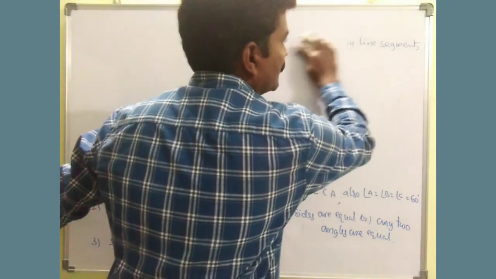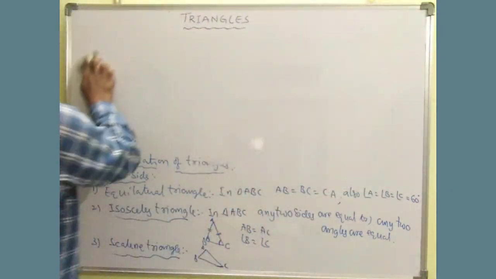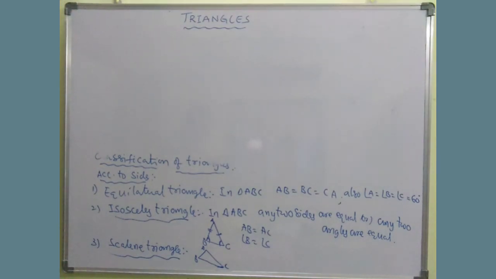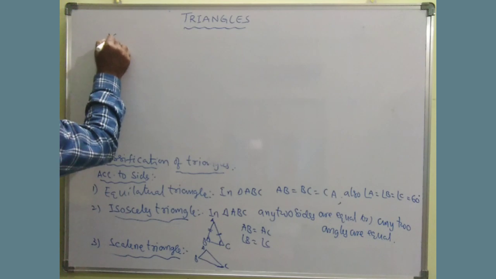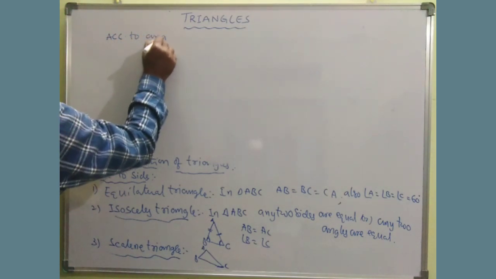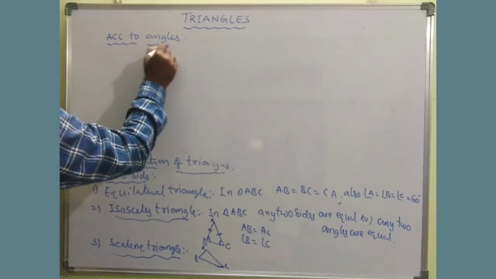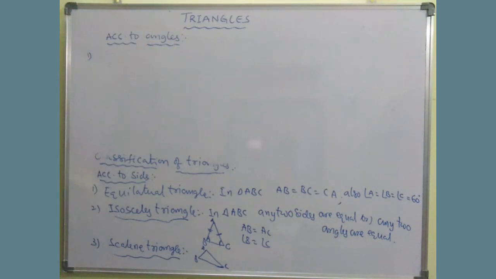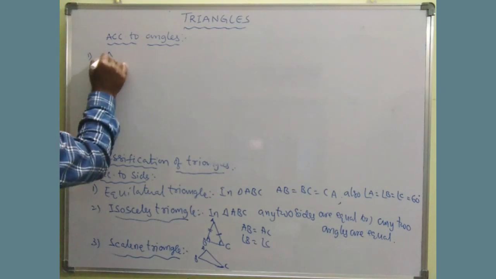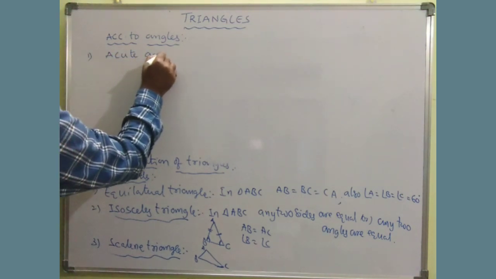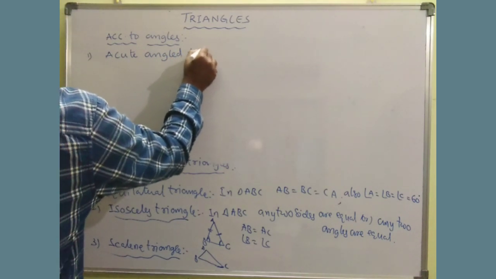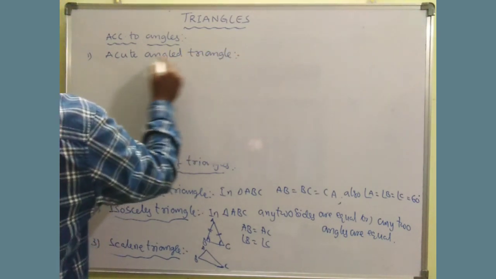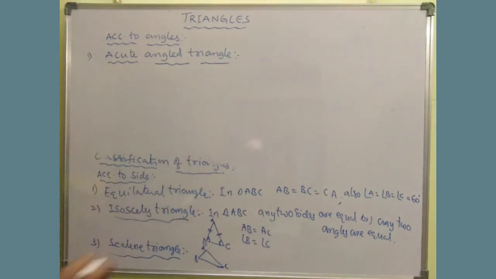Can you guess what are the triangles according to angles? So now this time according to angles. Here also there are three types basically. One is acute angled triangle.